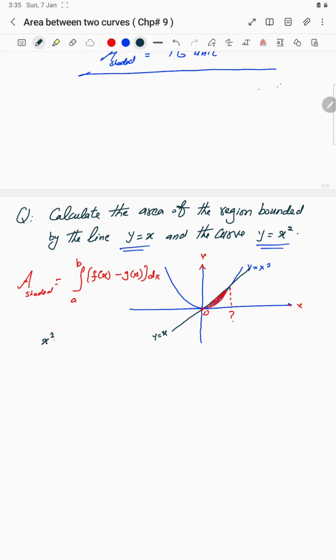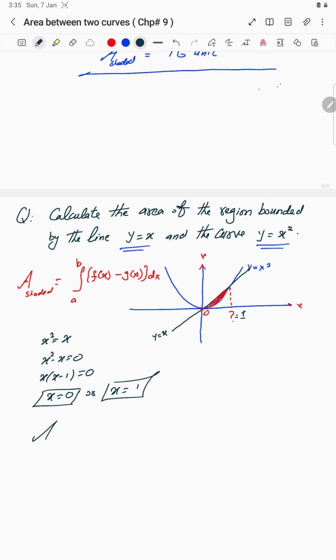So we get x square equal to x by equating the two y's. So x square minus x equal to 0, x common, x into x minus 1 equal to 0. So one point is x equal to 0, or the other point of intersection is x equal to 1. So here it means this question mark is equal to 1.